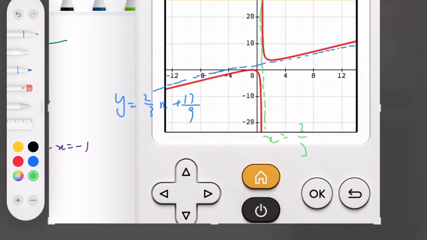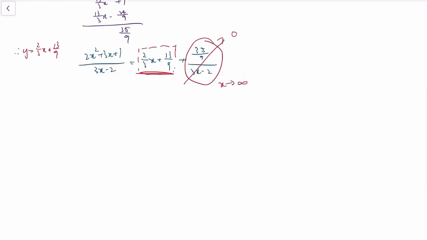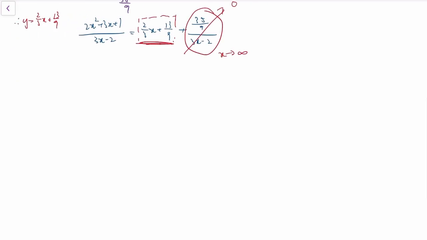And of course, you should also know this would be a minimum point. This is a minimum point, and this is a maximum point, which you are supposed to be able to find using a calculator, or after you've learned differentiation, you'll be able to find them.